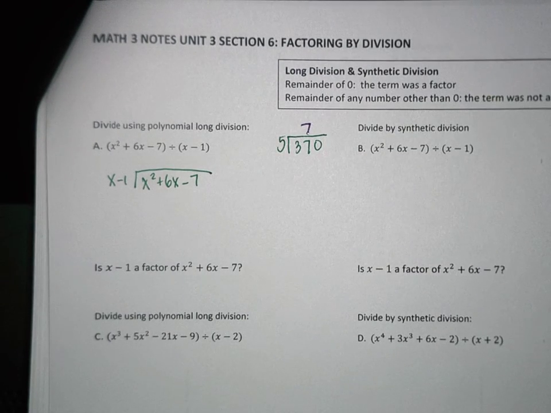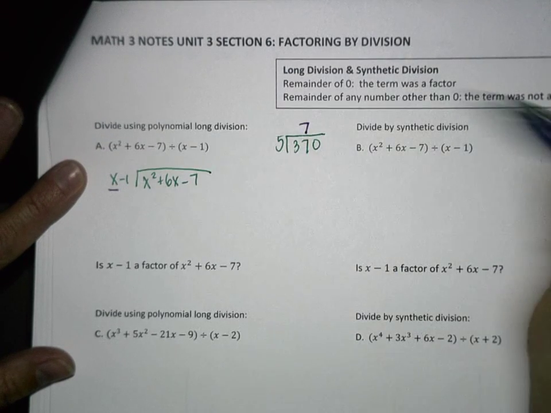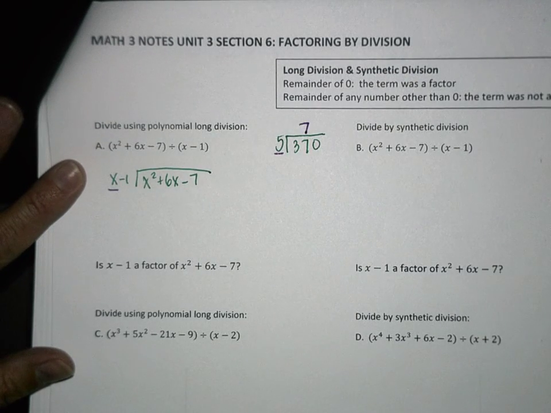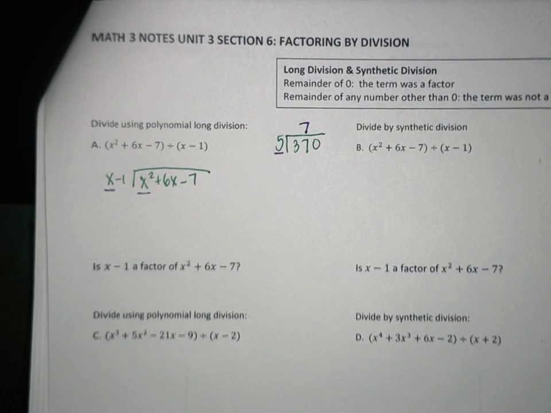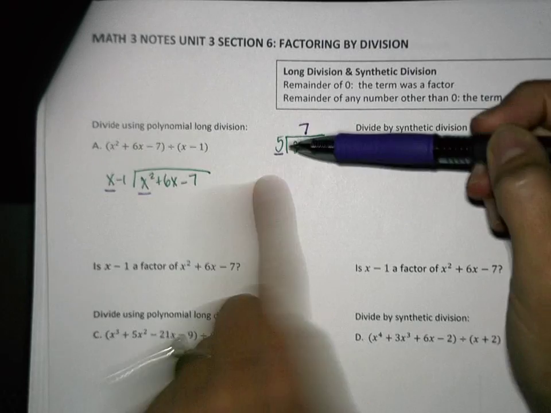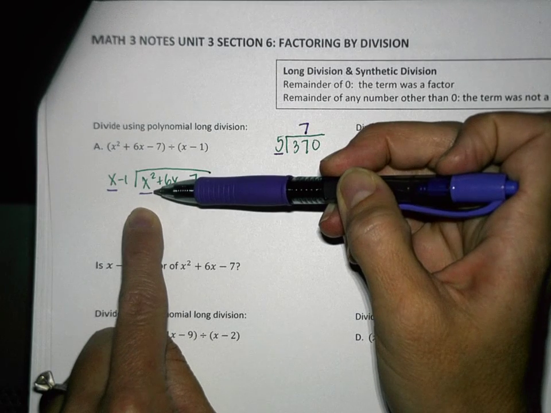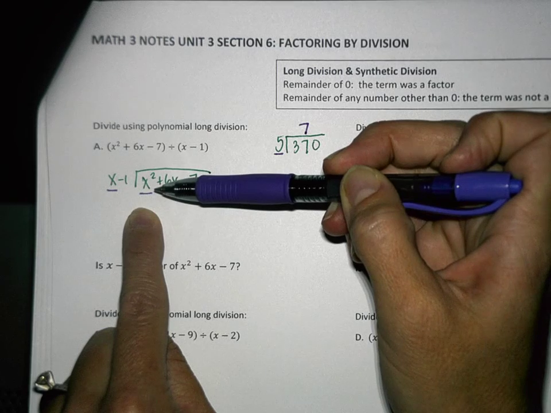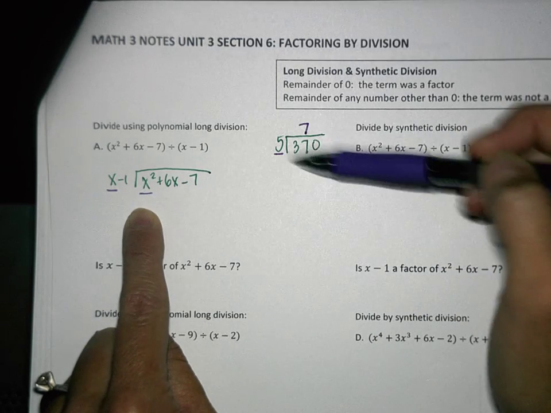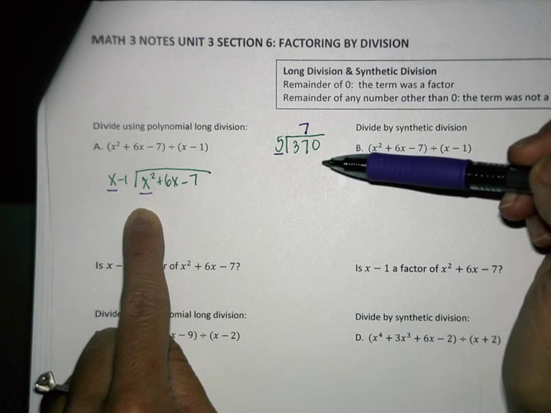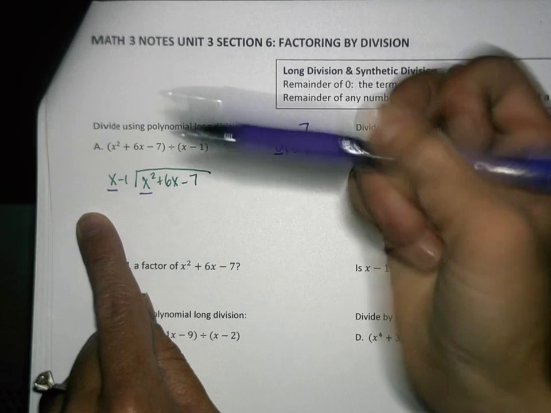Okay. Now, over here, we look again at our first number, just like how I was looking at 5 here. X times what would make x squared? X, right? Does everybody agree? It's the same idea as 5 times what would make 37 or something close to 37. In this case, we're doing x times what would make x squared, and the answer is x.